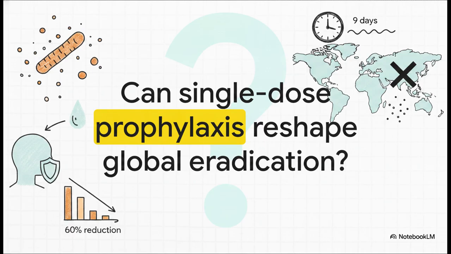We know M. leprae can actually survive out in the environment for 9 days, and its main route of transmission is through asymptomatic droplets from untreated multibacillary patients. Recently, the WHO recommended a single-dose rifampin post-exposure prophylaxis for household contacts, which drops the risk by around 60%. Given its long environmental viability and really stealthy transmission, how might this targeted single-dose prophylaxis finally reshape the global eradication of such an ancient disease? It's pretty incredible to think about.